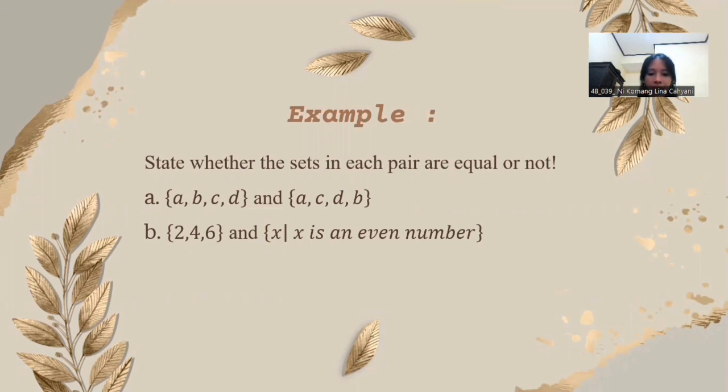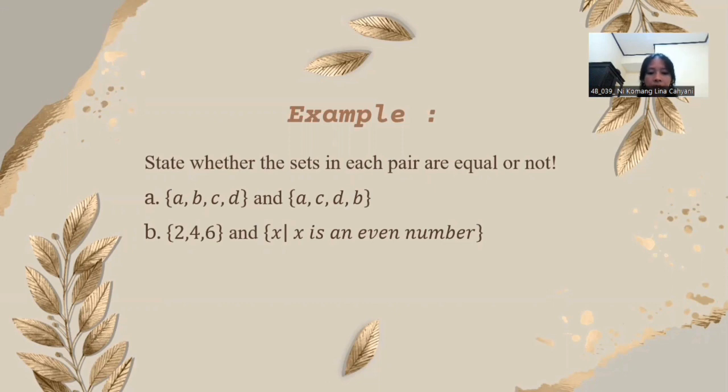The number 4 is in the first set. Is it in the second set? Yes, because it is also an even number. The element 6 is in the first set and it is an even number, so it is also in the second set. So all of the elements of the first set {2, 4, 6} are in the set of all x such that x is an even number.